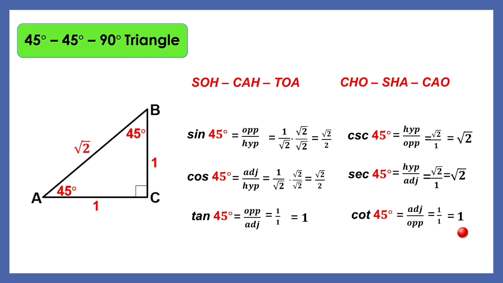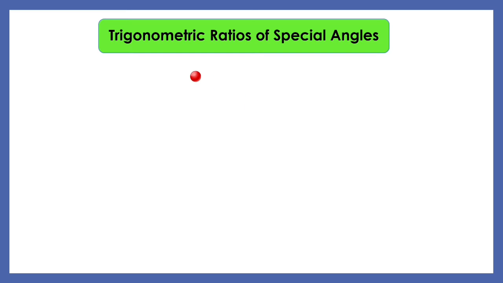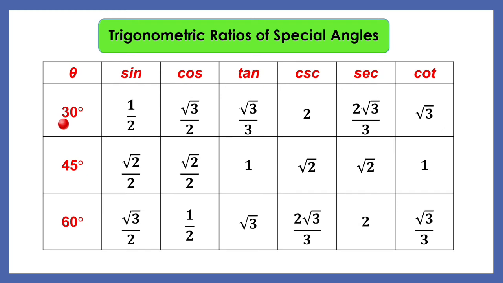Ililipat natin ngayon sa isang table para mas madali nating makita. Okay, so these are the trigonometric ratios of special angles. Our special angles are 30 degrees, 45 degrees, and 60 degrees. So, ito yung ating sinolve kanina. We get the trigonometric ratios of special angle 30 degrees. So, ito lahat yon. And then, 60 degrees, ito din yon. And 45 degrees, these are the trigonometric ratios.